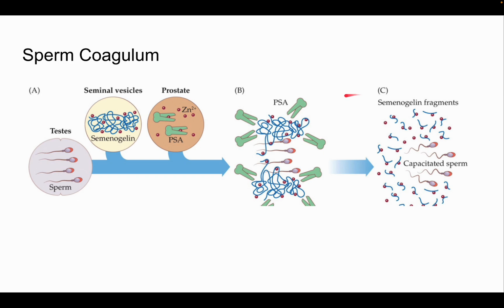Alright, and lastly I want to talk about the sperm coagulum here, and the coagulum is basically this kind of gel matrix that's formed after ejaculation. Now, remember we talked about the seminal vesicles producing semenogelin, which forms a gel matrix. And semenogelin is further enforced by zinc, so it triggers the formation of that gel matrix. And that holds the sperm in place when it's in the vagina.